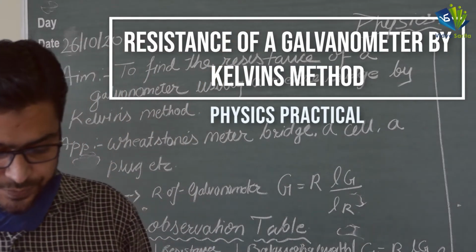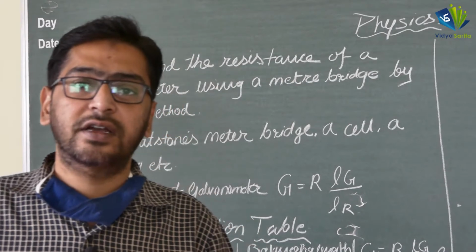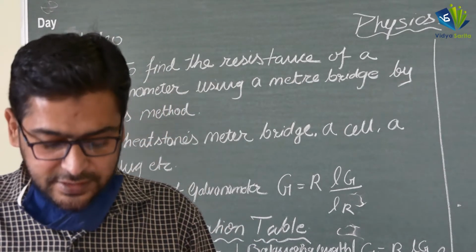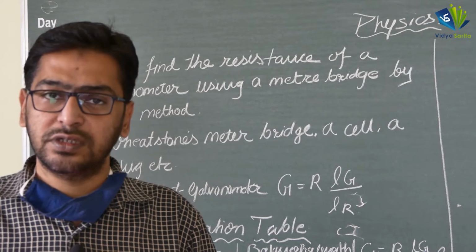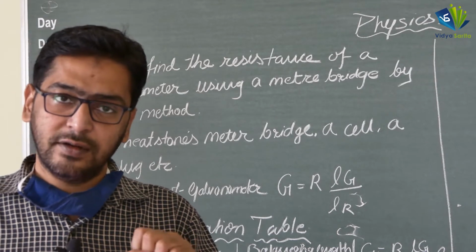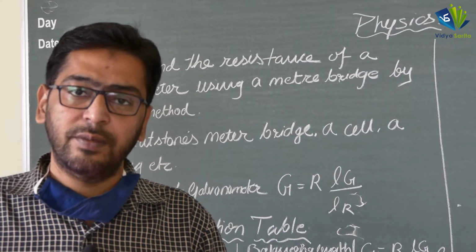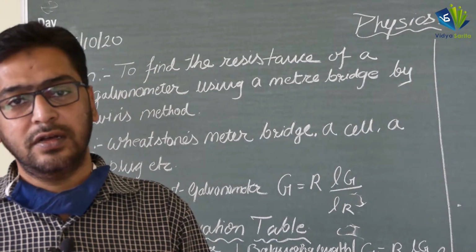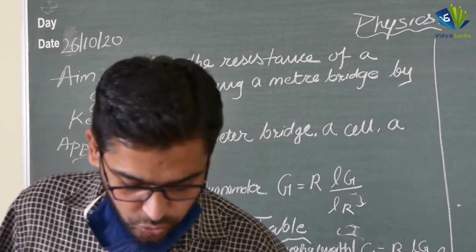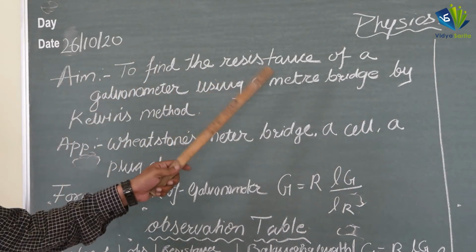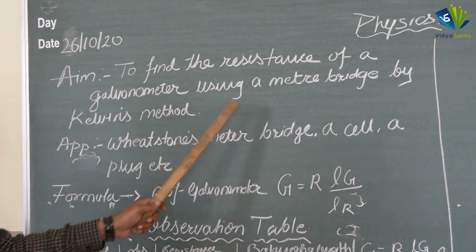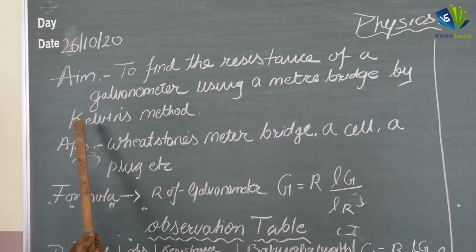Good morning, students. We are going to see the new practical today, physics 12th standard: resistance of a galvanometer by Kelvin's method. So the aim of the practical is to find the resistance of a galvanometer using a meter bridge by Kelvin's method.